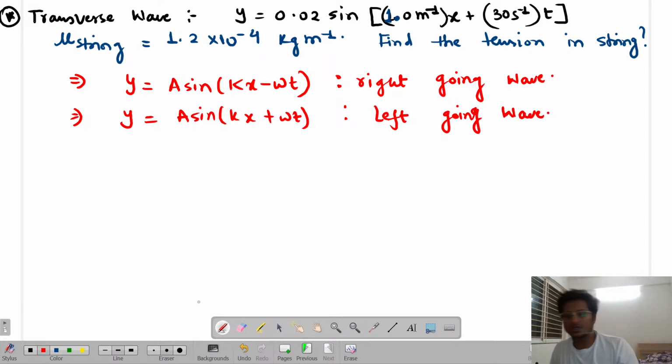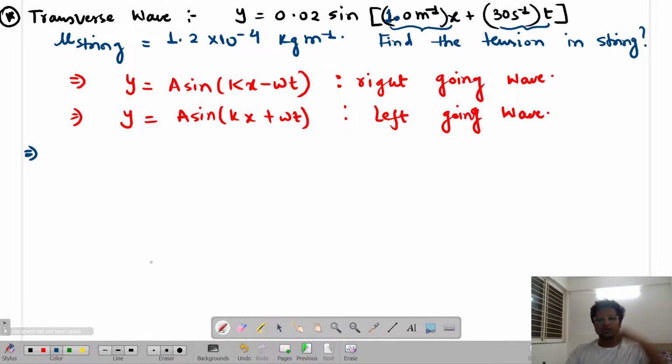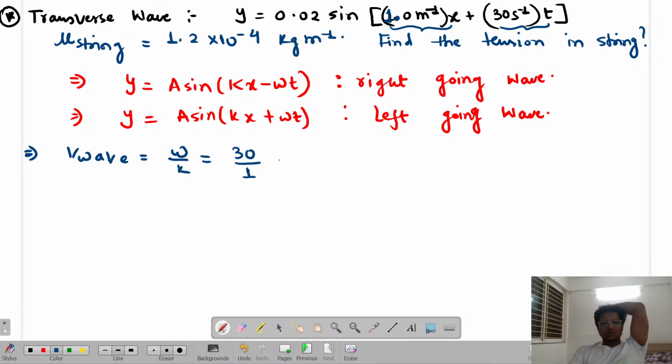Yeah, we are not following the conventional equation, isn't it? Okay. Now look over here. If you see this, here also there are two terms. One is kx and one is omega t over here. So if I know the transverse wave equation, then the velocity of wave is omega by k. Omega is 30, k is 1. So velocity of wave is 30 meter per second.